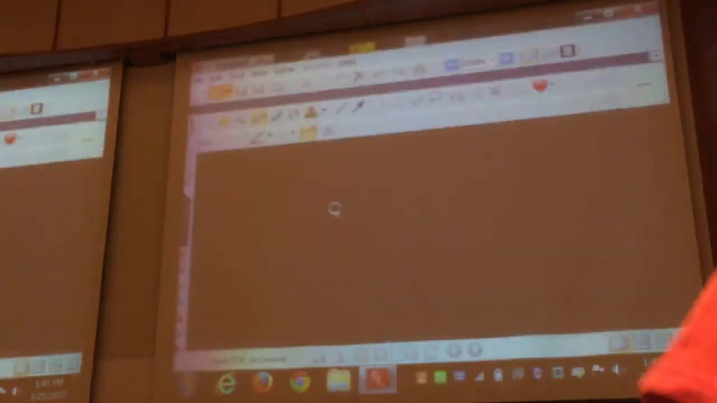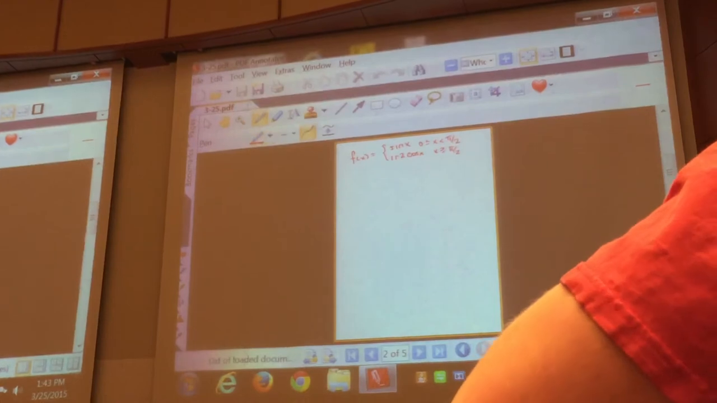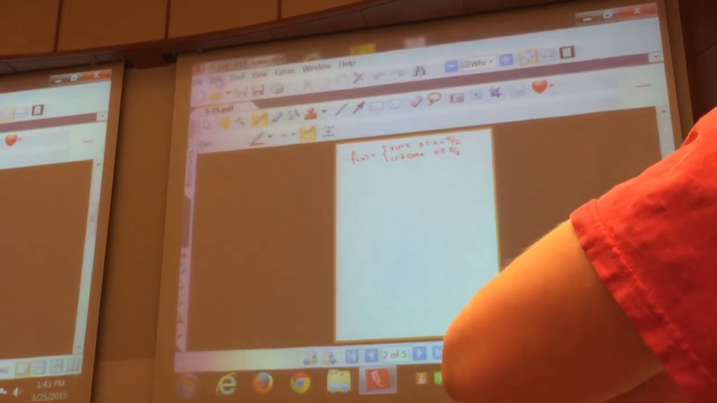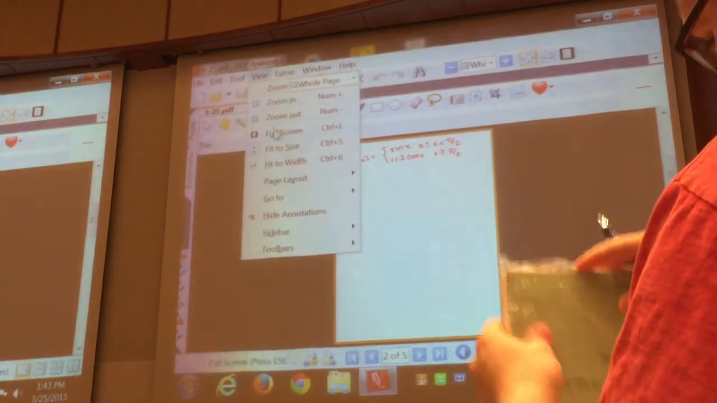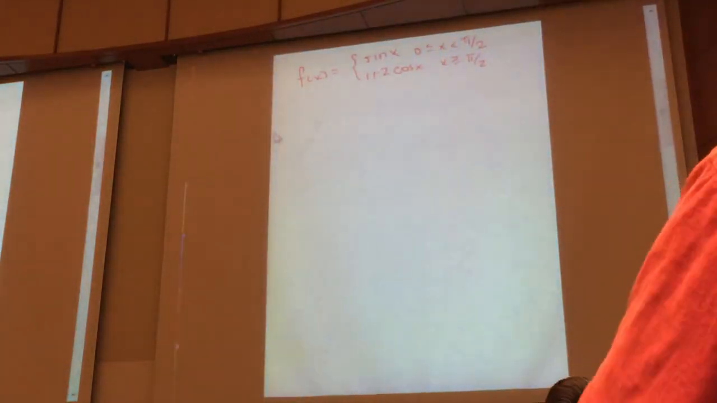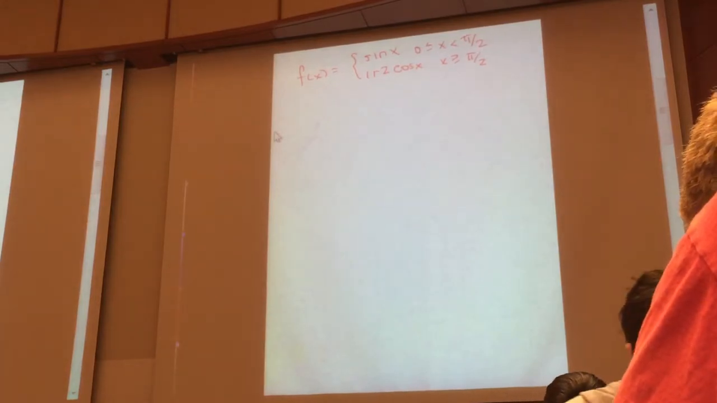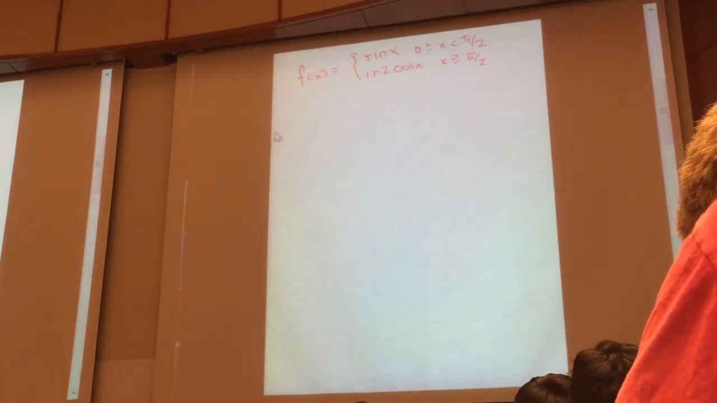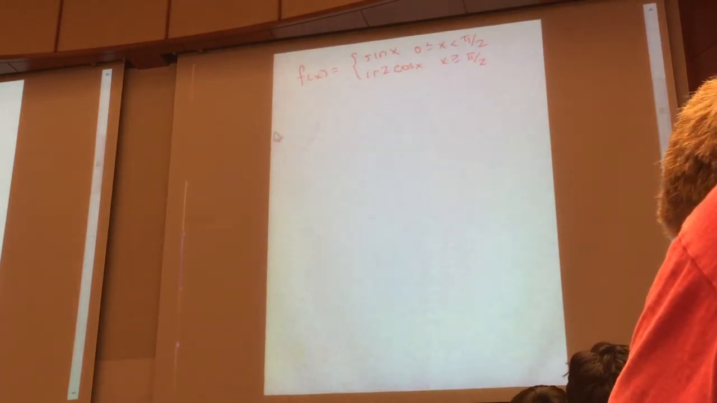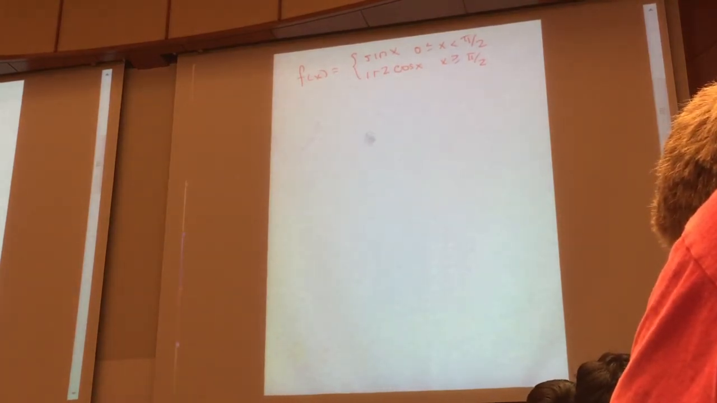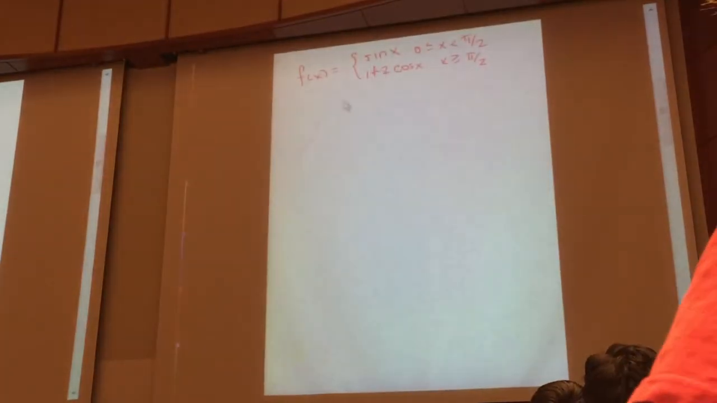So, I just want to do a couple more examples, which I made up myself. What's the big deal? So there you go. A little more experience with sine and cosine. Piecewise function with a sine and cosine. Okay, so there's my function. Want to find its Laplace transform.